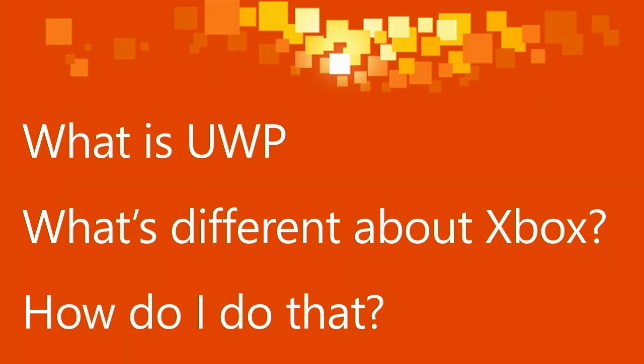So to start us off, I'm going to quickly explain a few things about what UWP is, take a look at some of the design principles around that, and how to build a good UWP experience. And then we'll take a look at what's different about Xbox and the TV experience, some of the design concepts you need to take into account for that kind of thing. And then we'll take a look at how to actually do this in Visual Studio on the Xbox One right now.